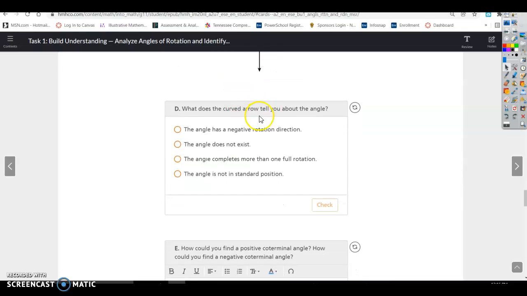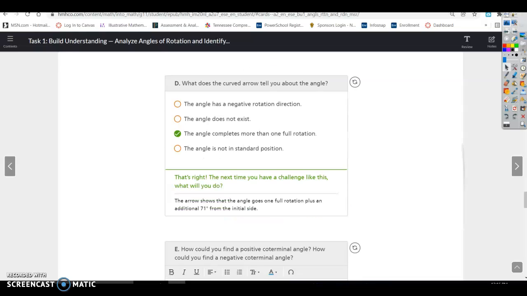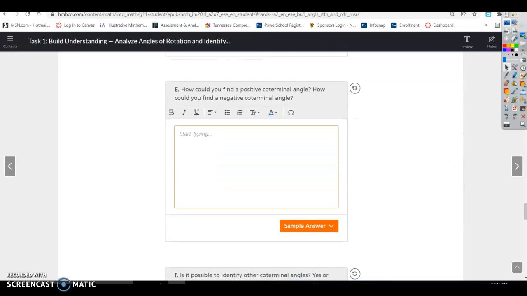What does the curved arrow tell you about the angle? The angle has a negative rotation. It does not exist. It completes more than one full rotation, so that's what it does. This tells me that it goes around more than one full rotation, and it is in standard position, so that one would not be correct.